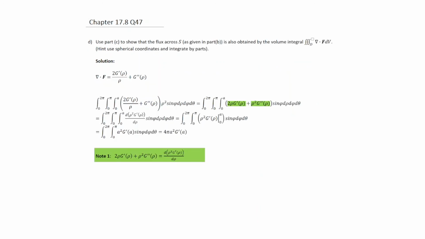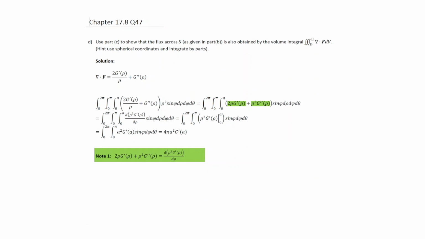All right, so the next is to look at part D of question 47. Here we're going to use part C to show that the flux across S, as given in part B, is also obtained by the volume integral. That's integrating the divergence of F over the domain enclosed by the surface S. There's a hint to use spherical coordinates and integrate by parts. At least that is one possible way of doing it. But in fact, I'm showing you that there's another option, and that is to recognize that the part in green can actually be simplified.